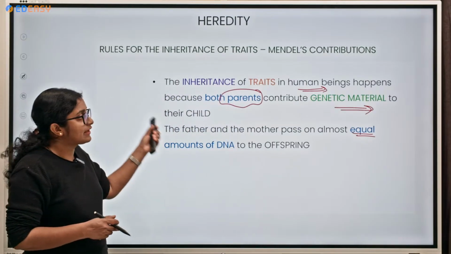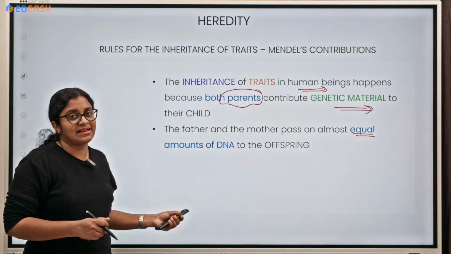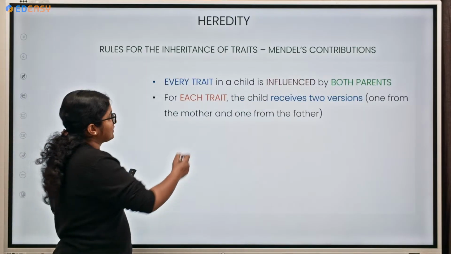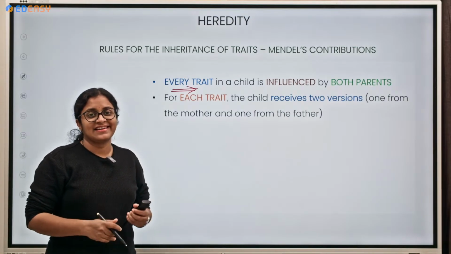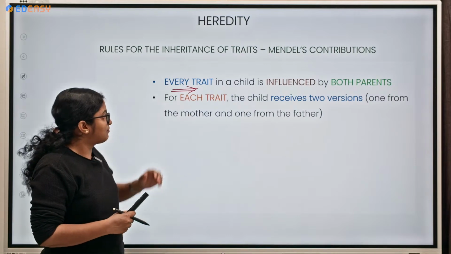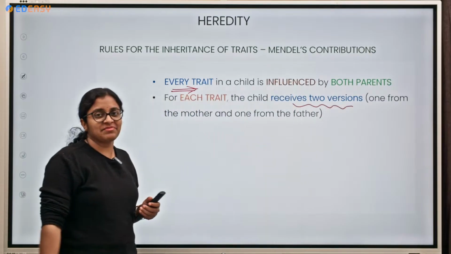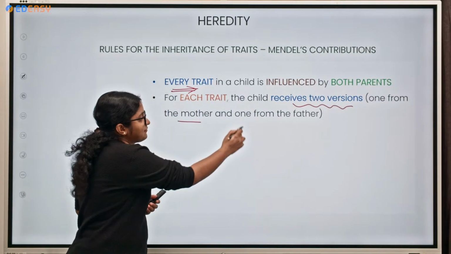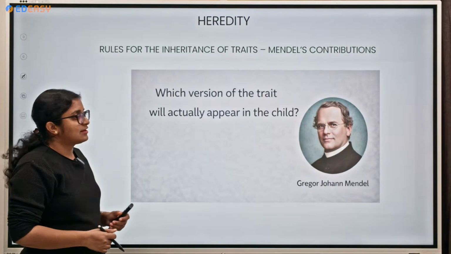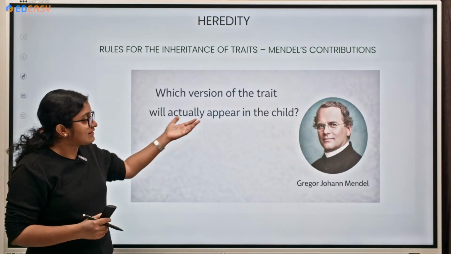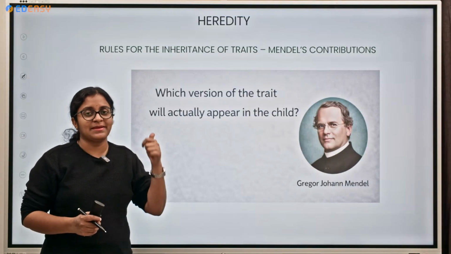So the inheritance of traits is because the parents contribute the genetic material. Each and every trait expressed in the child is under the influence of whom? Of course, both the parents. For each trait, there is a receiving of two versions from the parents, one from the mother and one from the father, one from the male parent and one from the female parent. Now, which version of the trait will actually appear in the child? We are getting two versions, one from the mother and one from the father.